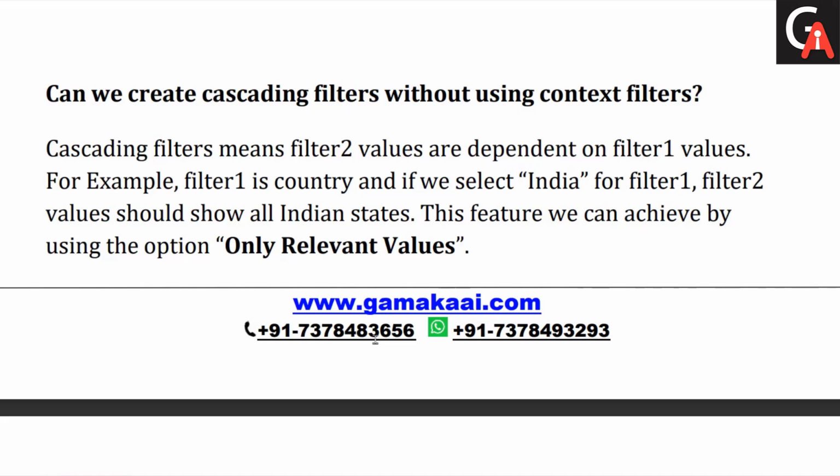Next question, can we create cascading filters without using the context filter? Yes, we can. Cascading filters means filter 2 values are dependent on filter 1 values. For example, filter 1 is country, and if we select India for filter 1, filter 2 should show all the Indian states. This can be achieved by using the Only Relevant Values option. So this is how we can create cascading filters without using the context filter.